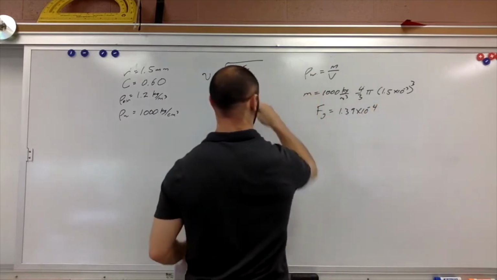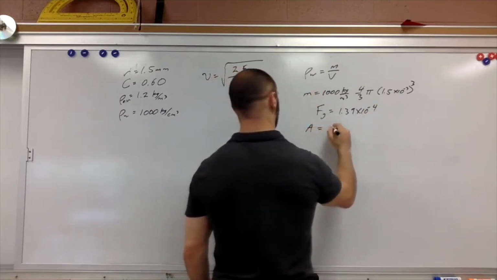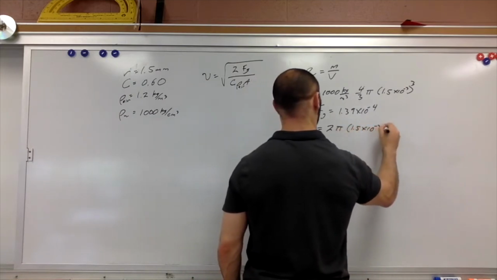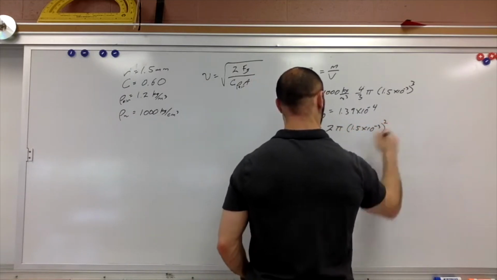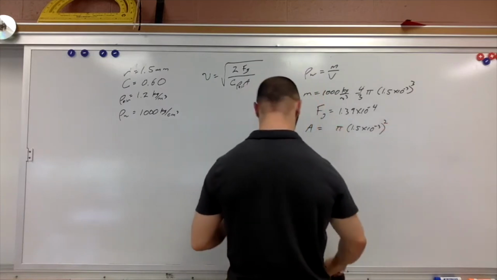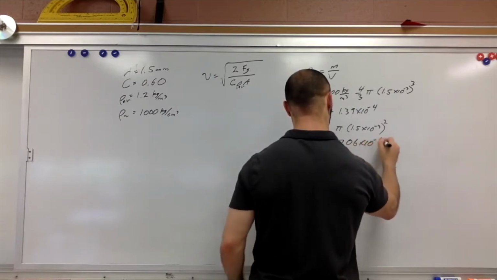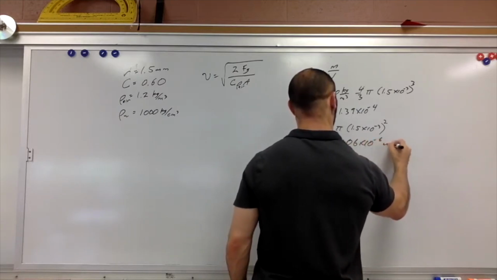I also need to know the cross-sectional area. So area is, rather, A is pi r squared, sorry, where r is 1.5 times 10 to the negative third. And so this is 7.06 times 10 to the negative sixth square meters.